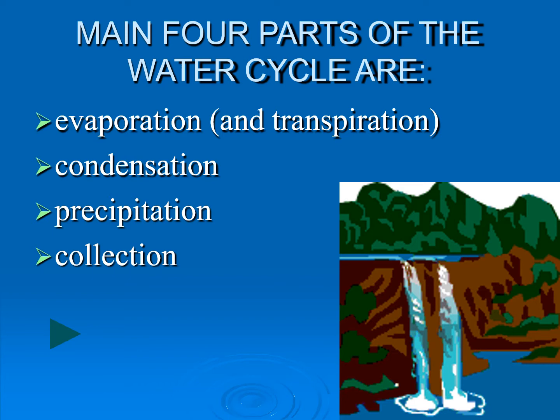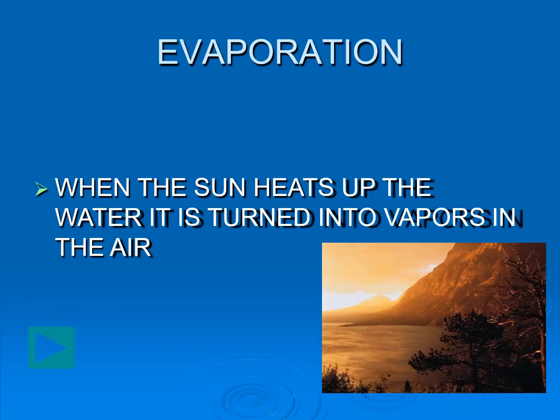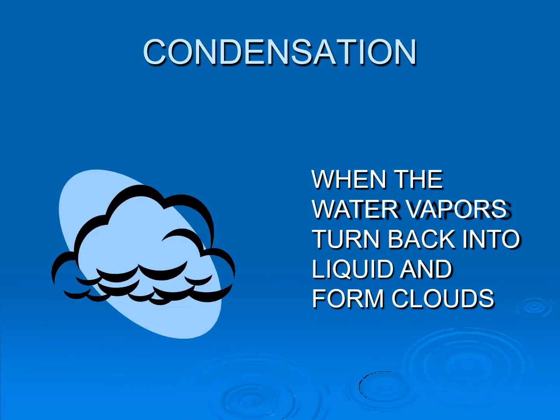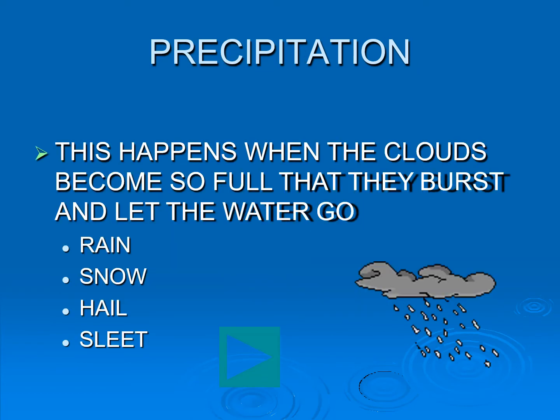So the first concept which is discussed in this chapter is the water cycle, and as you can see in the picture, the various stages are evaporation, condensation and precipitation. Now we know what is evaporation. Evaporation is that the sun's heat causes the evaporation of water and it changes into vapor. Then happens condensation, when the water vapors turn back into liquid and they form clouds. And the last is precipitation. Now this happens when the clouds become so full that they burst and they let the water go. And this may happen in the form of rain, snow, hail and sleet.